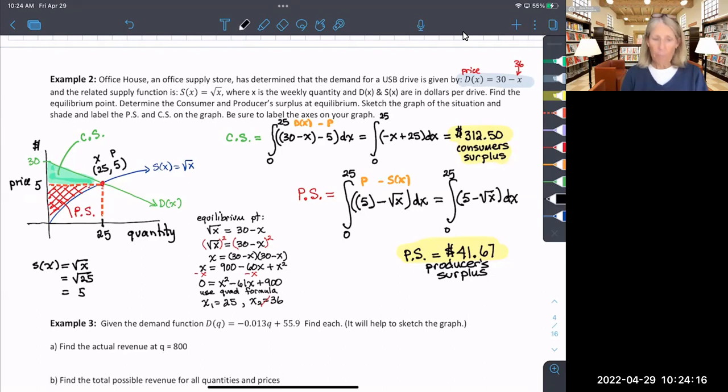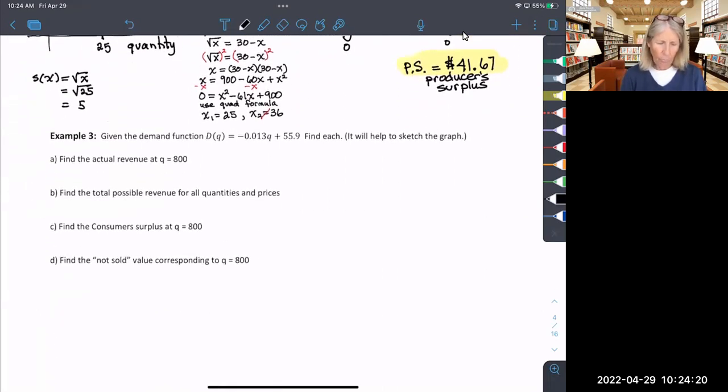Okay, one last problem here. And this one has a little bit of a trick at the end. So I definitely want to give you this example here. It gives you a demand function and it asks you to find each of these four quantities. And it does make a hint. It will help to sketch the graph.